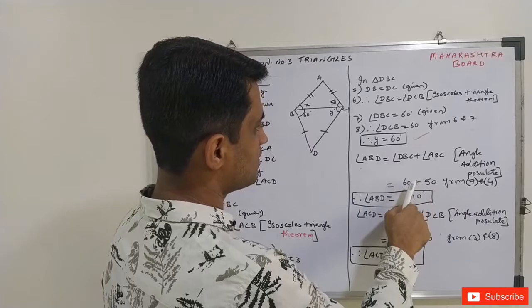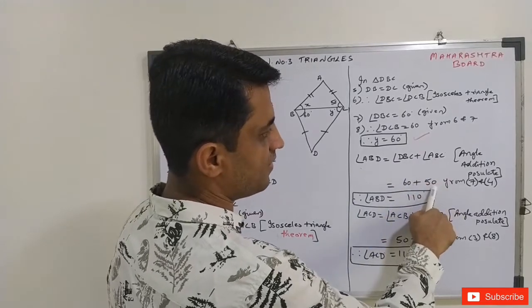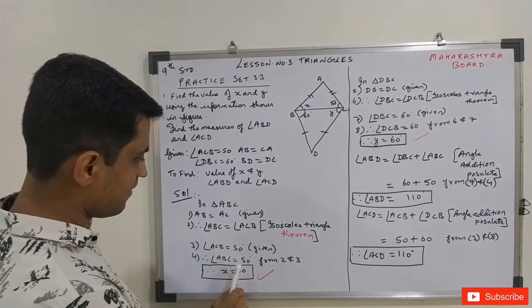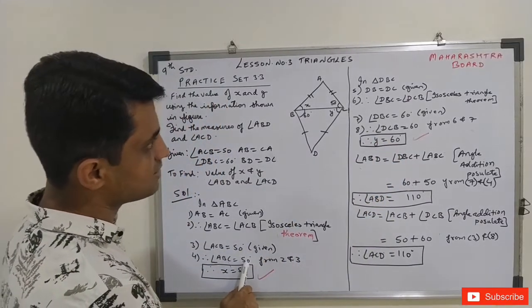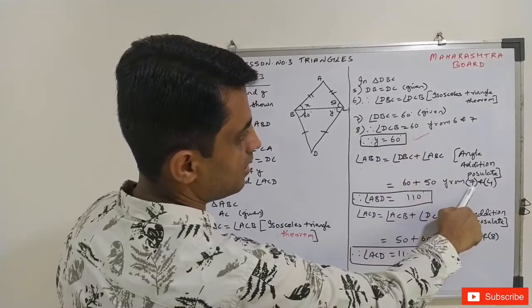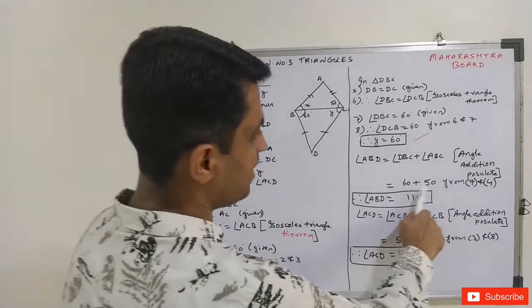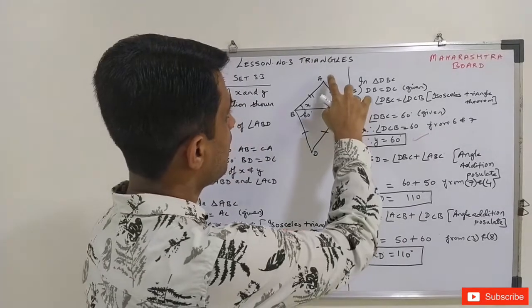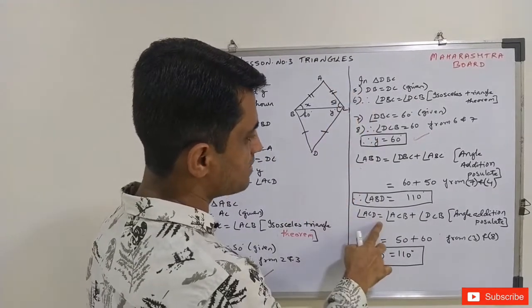Okay, DBC is how much? 60. And what is ABC? 50. From 7 and 4 you can refer here. See here, 7 and 4. 50 is there and 60 is there. So I have written here 7 and 4. So what is 50 plus 60? 110.